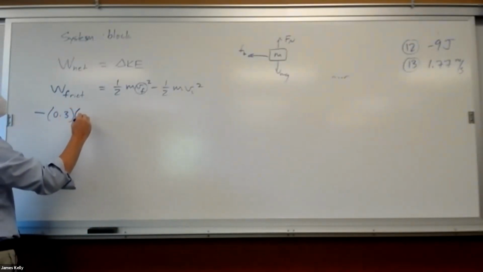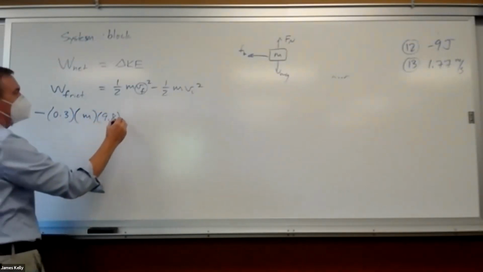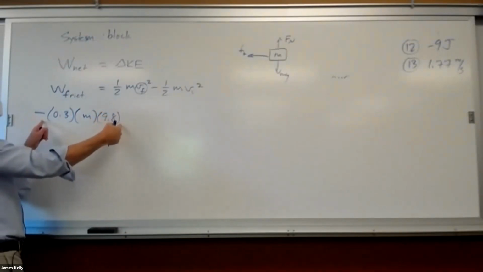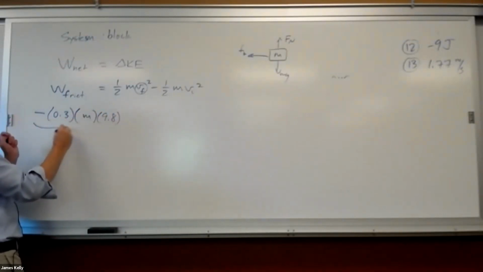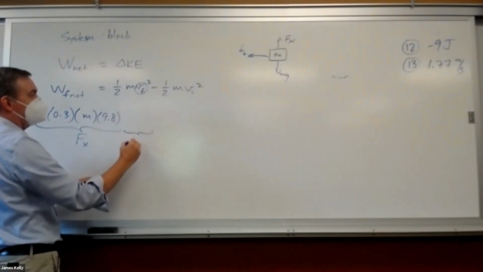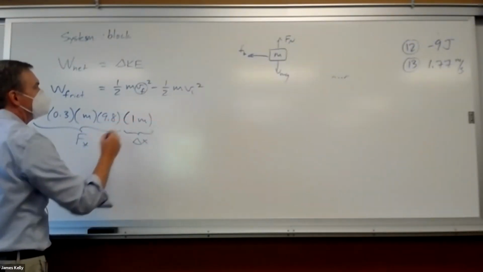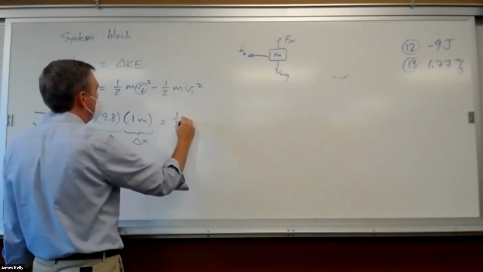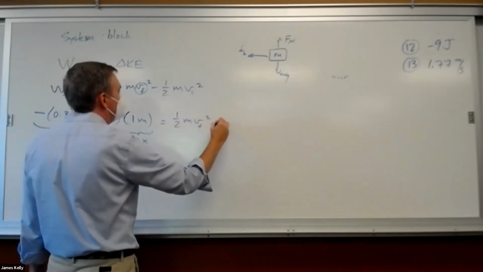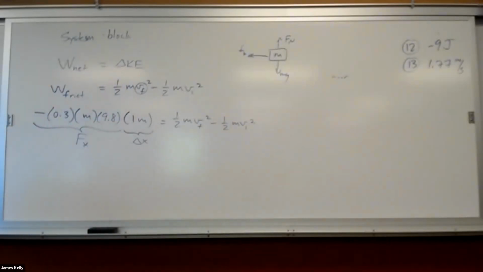The normal force is mg. That's the magnitude of the friction. This is our Fx if it's moving in the plus x direction. And then I need to multiply by delta x to calculate the work done by friction. In this case, in between initial and final, it's moved 1 meter. That's equal to 1/2 m v final squared minus 1/2 m v initial squared. Now all I need to do is solve for v final.